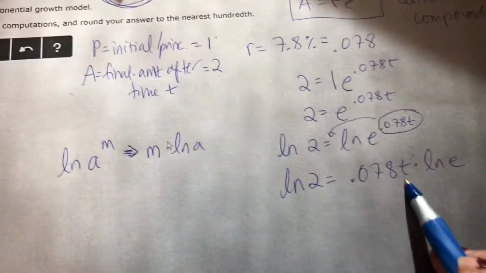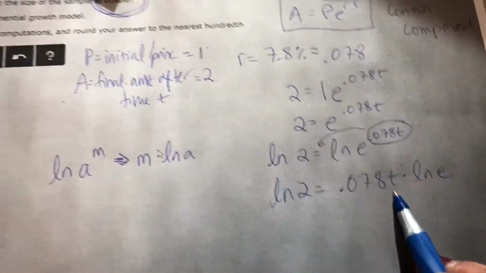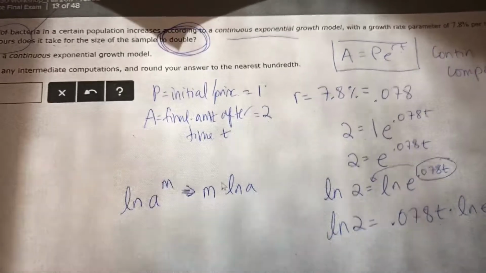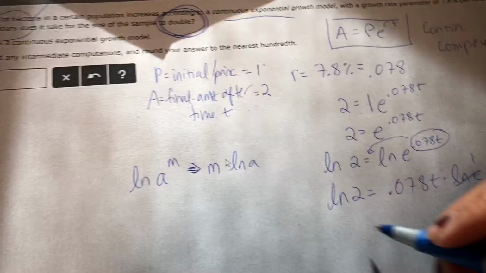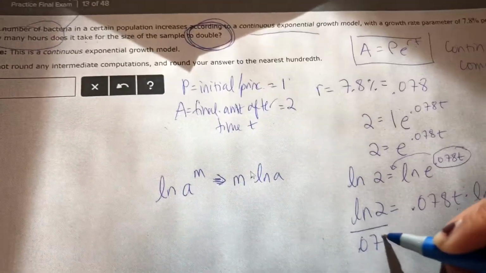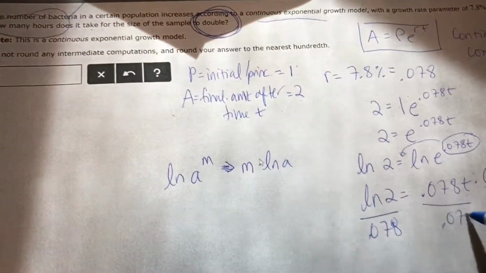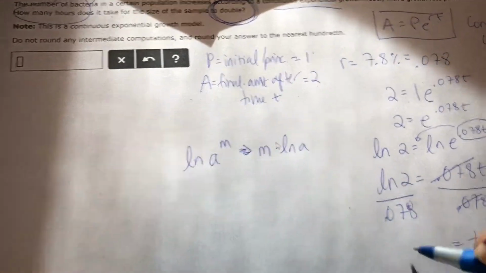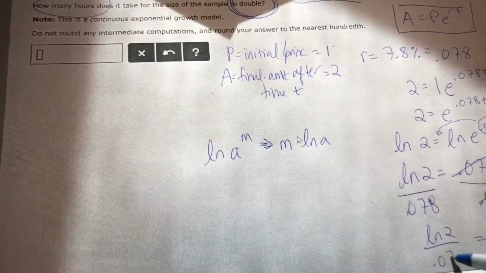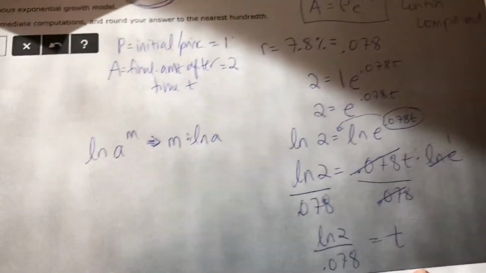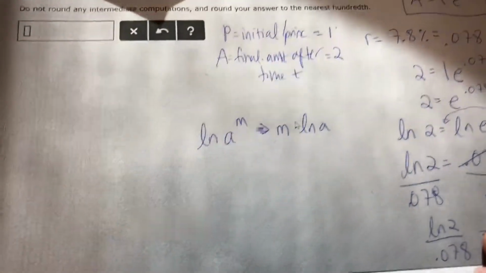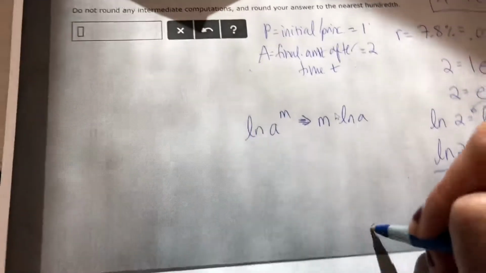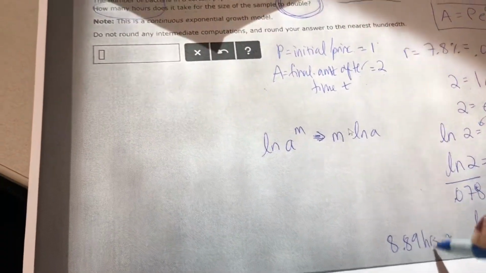So now my variable is sitting outside and it's no longer in the exponent, so we're all good. Natural log e is just simply 1. So I solve for t. To solve for t, I divide by 0.078 on both sides. So when I divide by 0.078, I end up getting t is natural log 2 over 0.078. That's the exact answer, but they want us to round this to the nearest hundredth, meaning round it to 2 decimal places. So I plug this into my calculator. Make sure you know how to plug this in. You end up getting approximately 8.89 hours.